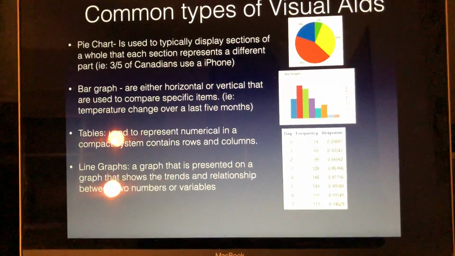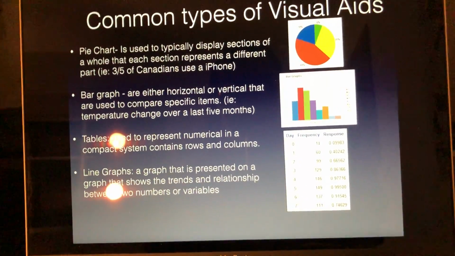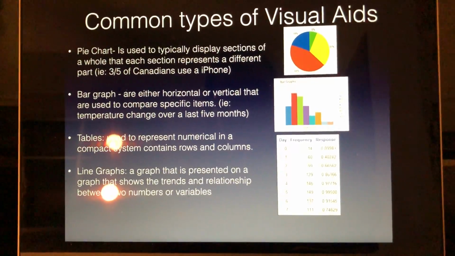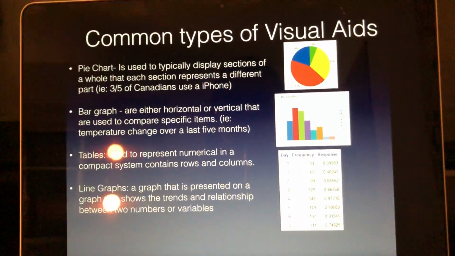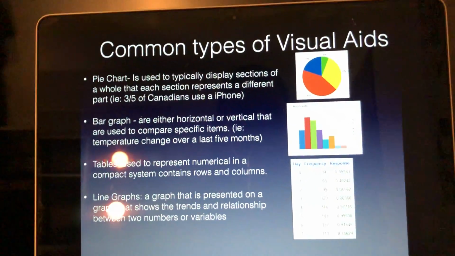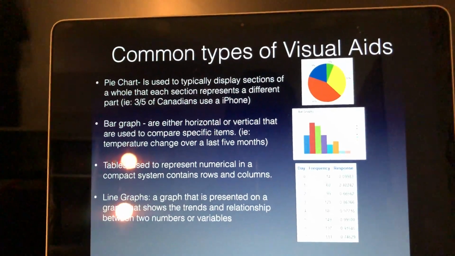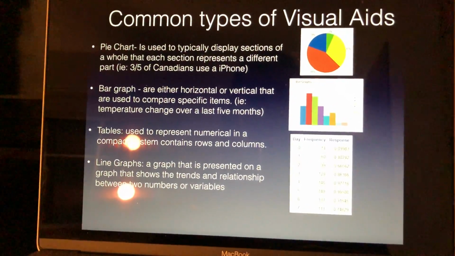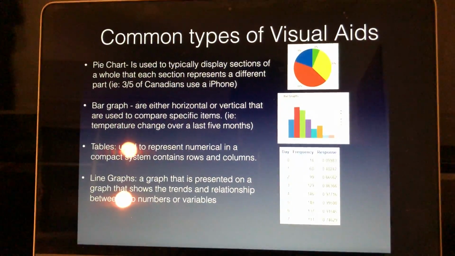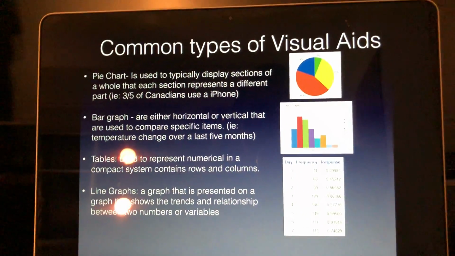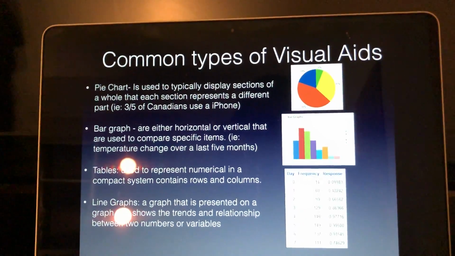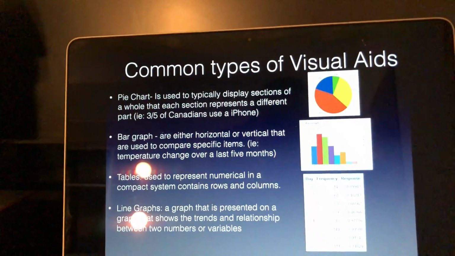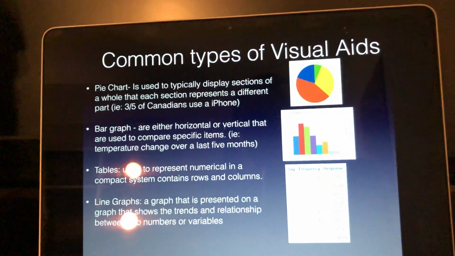The second type of graph that we commonly see is the bar graph. These are typically either horizontal or vertical bars that are used to compare specific items. We see that in the image on the right, where we can use these to look at things like temperature change over the last 5 months. You can see if the months are evened out, if there's a higher month or a lower month, things like that.